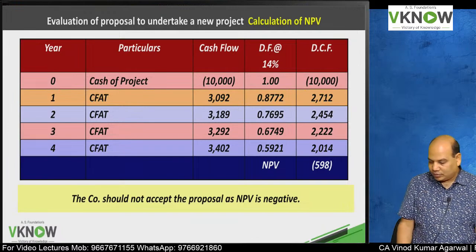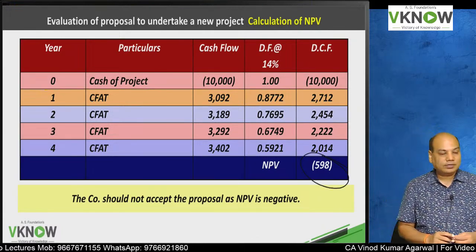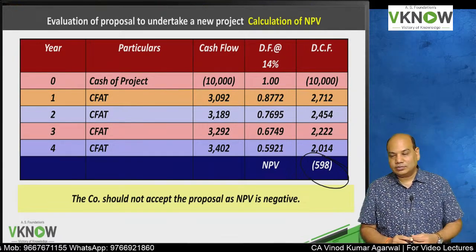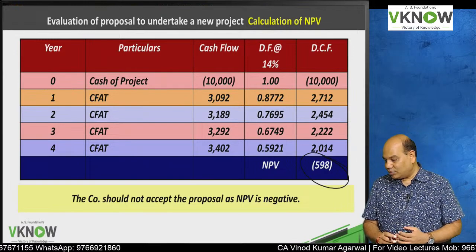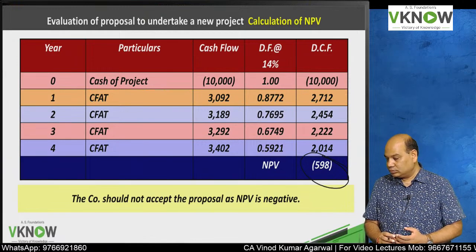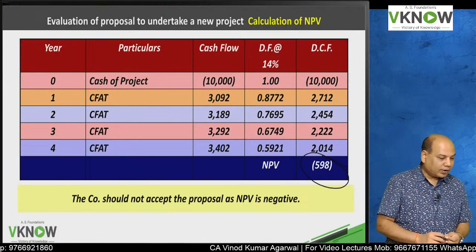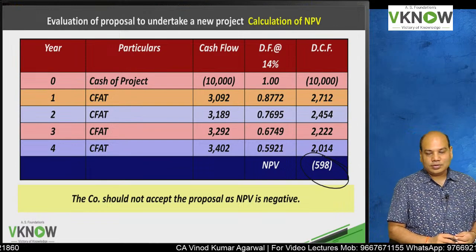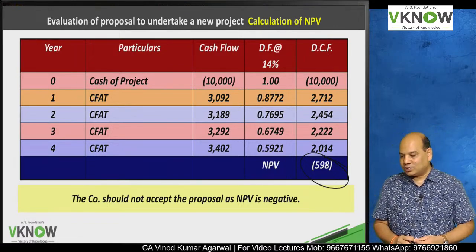Anybody who can confirm that this NPV is 598 negative? Yes, the student has confirmed NPV is 598. So if your NPV is negative 598, what is your decision? Would you accept the project or would you not accept the project?